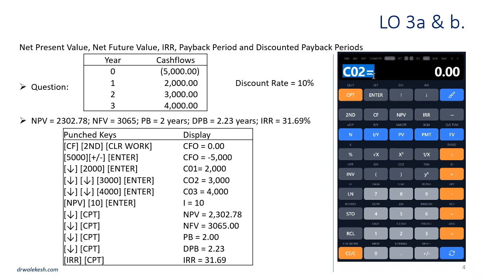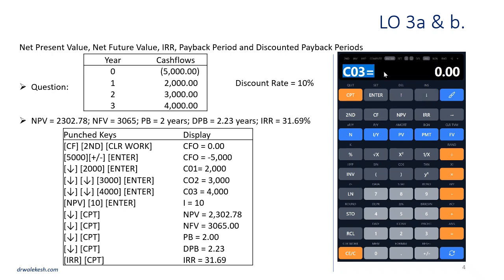So now I'm on cash flow for year two. My cash flow in year two is 3,000. So let me press 3,000. Then enter to lock in my number. Arrow down again. The frequency for cash flow in year 2 is still 1, so I can go ahead and press arrow down.